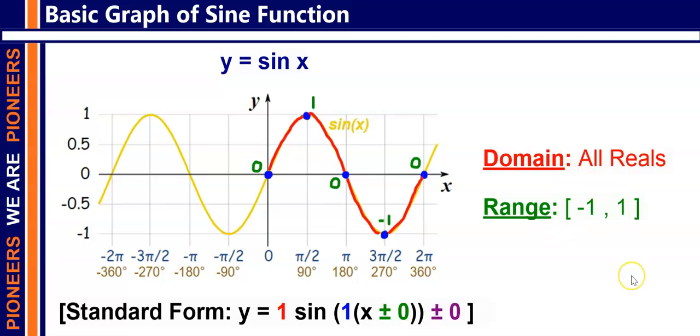The domain is easy to remember. It is always all reals with the sine function. You go forever to the left, and you go forever to the right. As for the range, simply find the lowest point and the highest point of the graph, and that's your range.